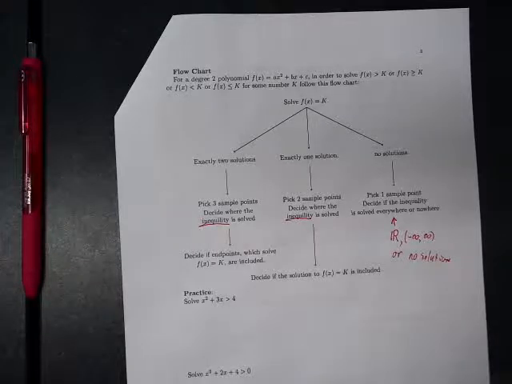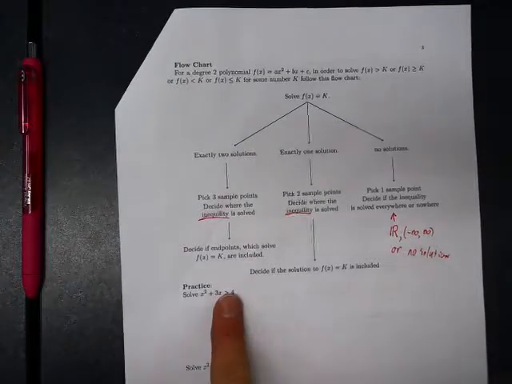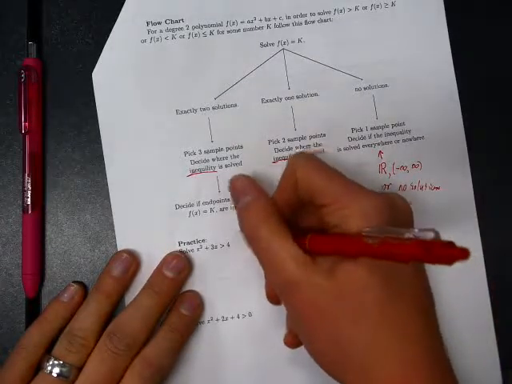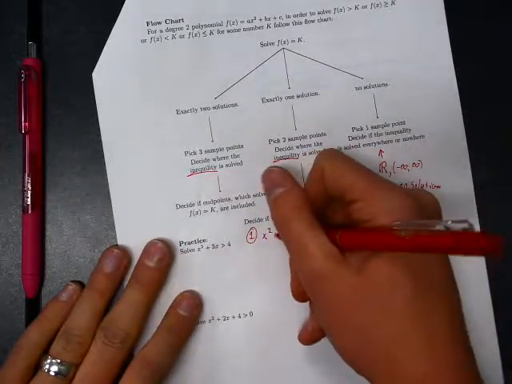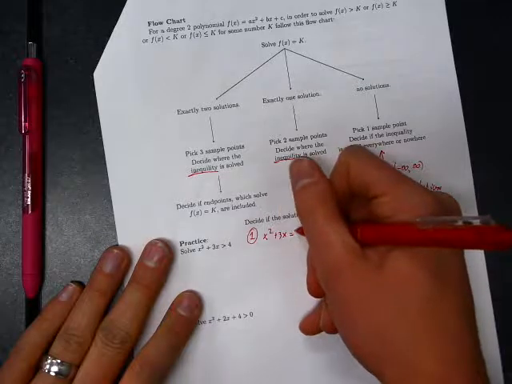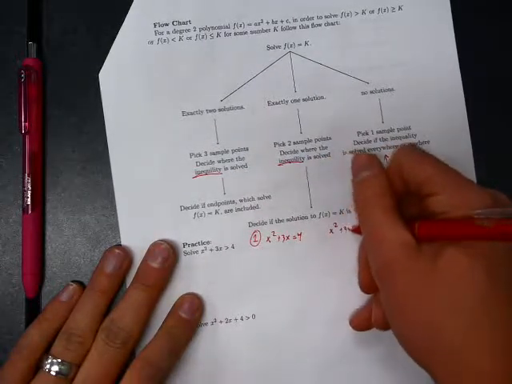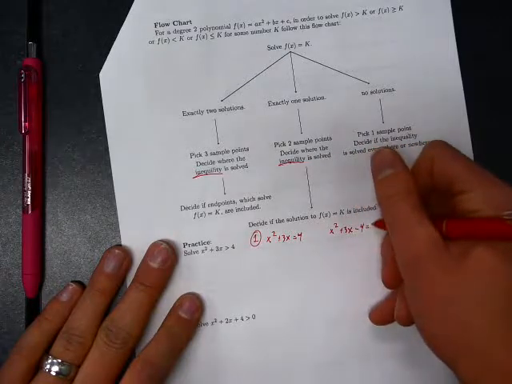So I am actually going to go through the process for one of these. Let's solve this one. To do that, let's start by solving x squared plus 3x equals 4. That is, x squared plus 3x minus 4 equals 0.